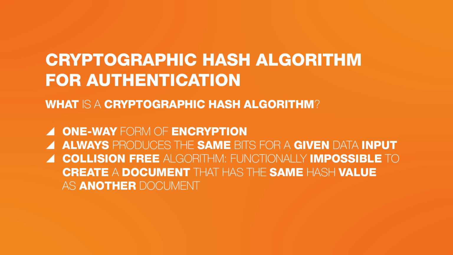Here, one way means it is infeasible to reverse the mapping to generate a message from its hash value. A cryptographic hash should be a collision-free algorithm. That means it is functionally impossible to find two different messages with the same hash value. So, if we want to prove that two hard drive images are identical, we only need to calculate their hashes. If the hashes are the same, the two images have to be the same, according to the collision-free property.